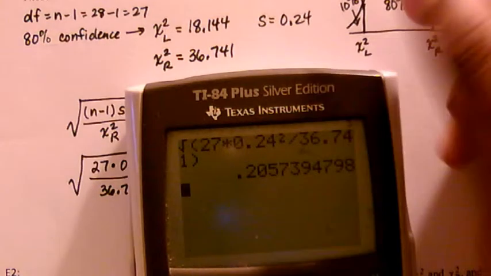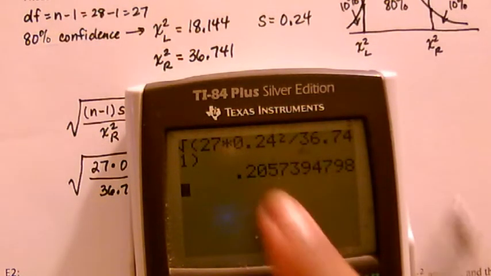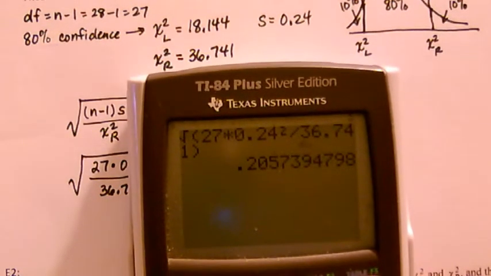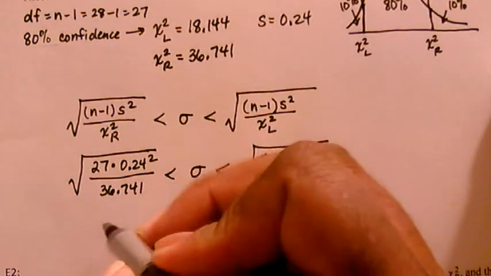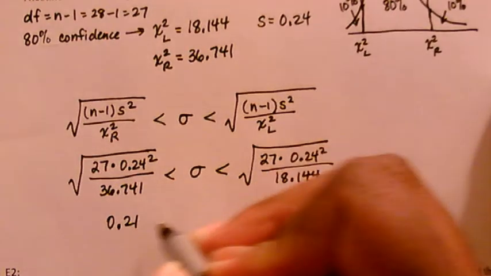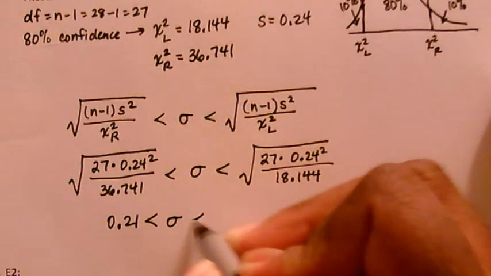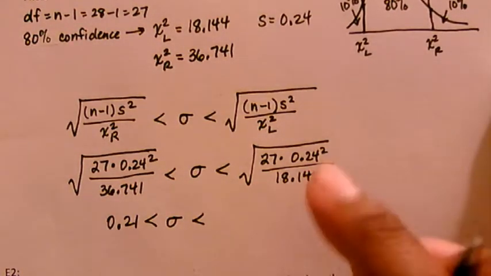Now our sample standard deviation is to 2 decimal places, so we need to round this off to 2 decimal places. So 0.205 will be 0.21. So this is 0.21 on the left-hand side. That's less than sigma and less than.